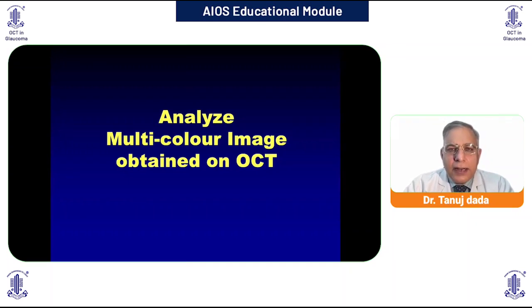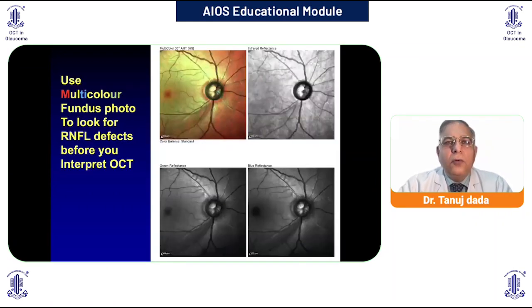Another important thing that is available to us now is the multicolor image obtained on the OCT. So this has become very useful for the diagnosis of glaucoma. This is a multicolor image obtained on the Spectralis OCT, and here you can see the retinal nerve fiber layer defects have become very clearly delineated. You can see superior white striations, healthy nerve fiber layer, and inferiorly this wedge-shaped retinal nerve fiber layer defect is apparent.